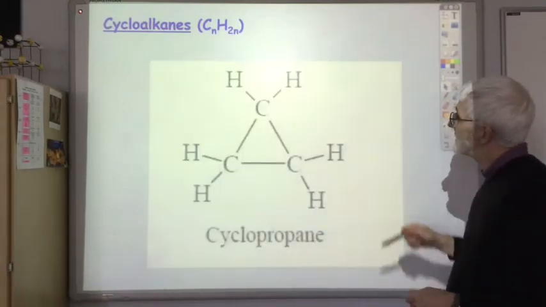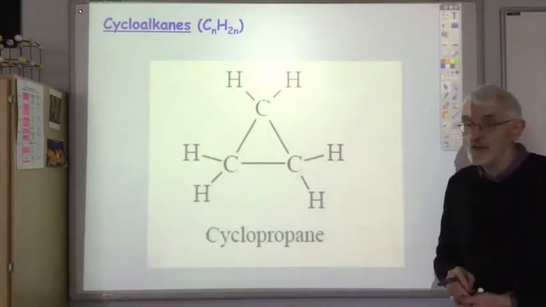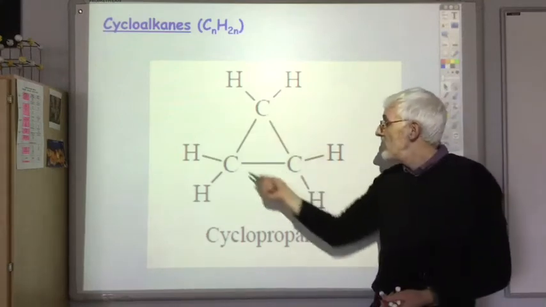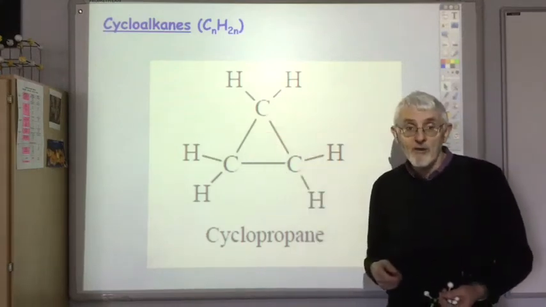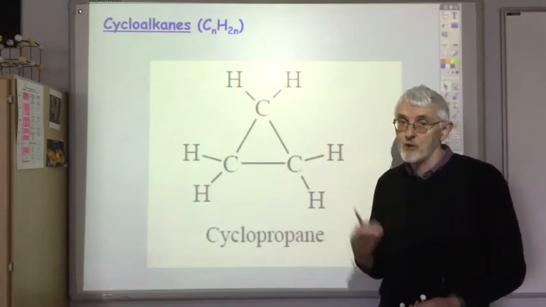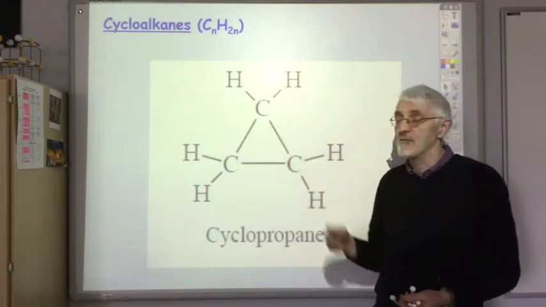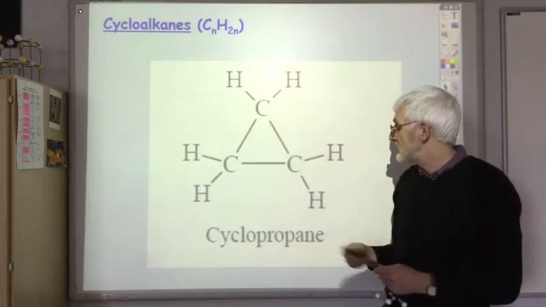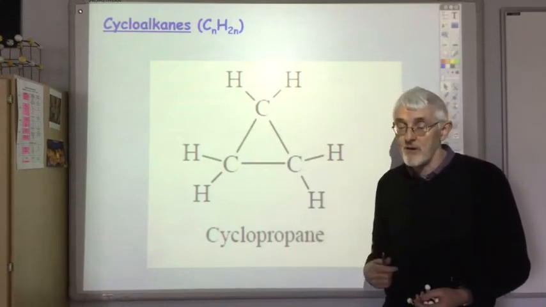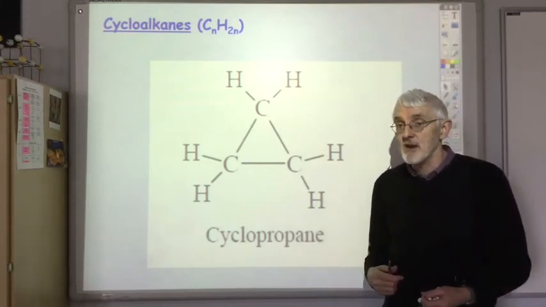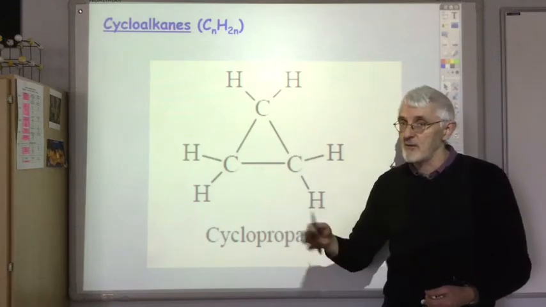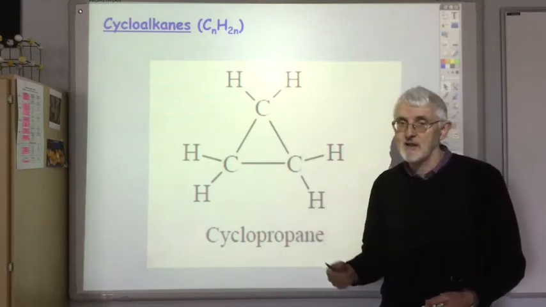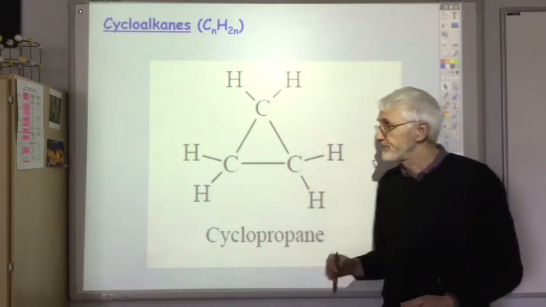So here's the structural formula for the simplest cycloalkane. You can't make a ring of carbon atoms with 1 carbon or 2 carbons. 3 is the smallest before you can make a ring. So cyclopropane is the first member of the cycloalkanes. Thereafter you get cyclobutane, cyclopentane, etc. But that's the first member.